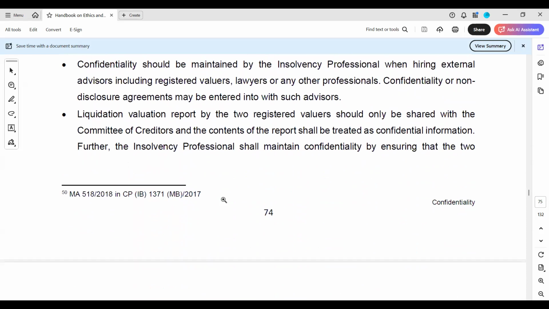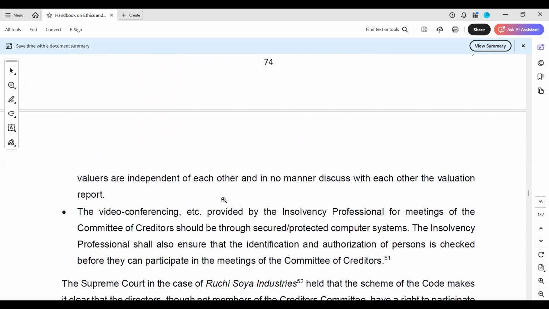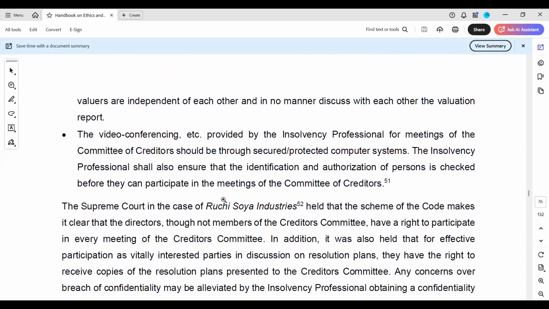Liquidation value report by the two registered valuers should only be shared with the committee of creditors, and the contents of the report shall be treated as confidential information. Both valuers are independent of each other and must not discuss the valuation report with each other. ठीक है.